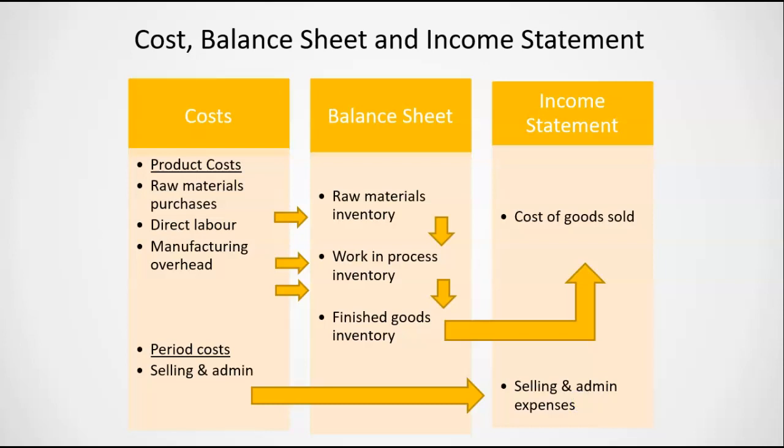So this is how the cost flow looks like, where basically it starts with cost information. Some of the costs will become product cost, while some would be period cost. The costs that become assets, such as raw material, work in process, and finished goods, will be parked under balance sheet. So when the products are sold, they would be parked under income statement as cost of goods sold. Period cost like sales and admin costs will be parked under income statement given that they are incurred to generate profit.